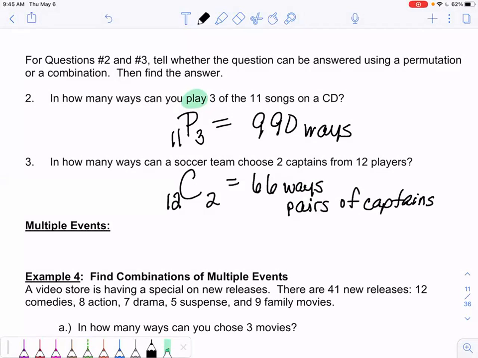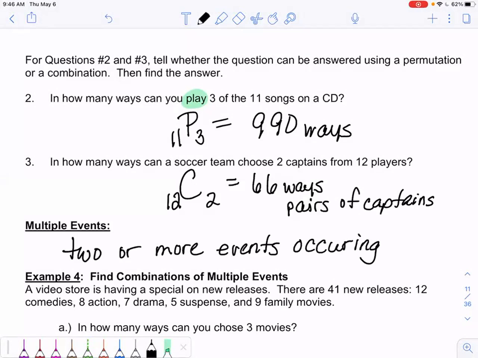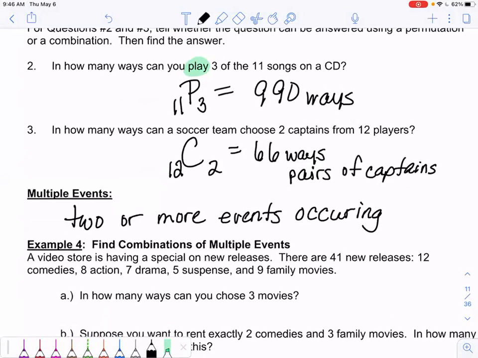So the last thing that we're going to look at today is multiple events. This was the ice cream problem that we did yesterday in class, where you have 2 or more events occurring. Yesterday, we were looking at types of ice cream and types of sundae toppings. We were choosing 2 from a list of 5 different types of ice cream and 3 from a list of maybe 7 or 8 different types of toppings. So we have multiple options to choose from.